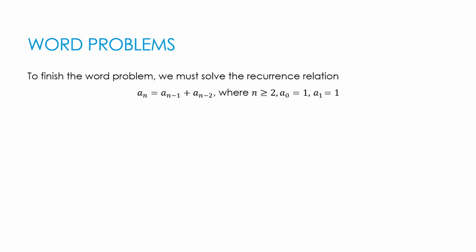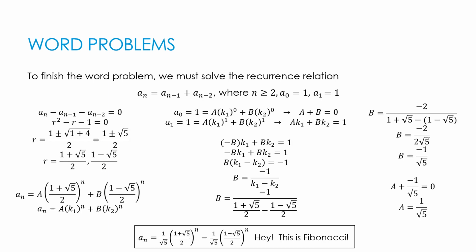So how do I finish the word problem? Well, I need to solve the recurrence relation. Again, this is just a typical recurrence relation. This one's a little bit tougher. You probably noticed, although I didn't make it explicit in the last slide, that the pattern of adding the 2 terms before to get the next subsequent term is really the Fibonacci sequence. So it's the same pattern that we're looking at.